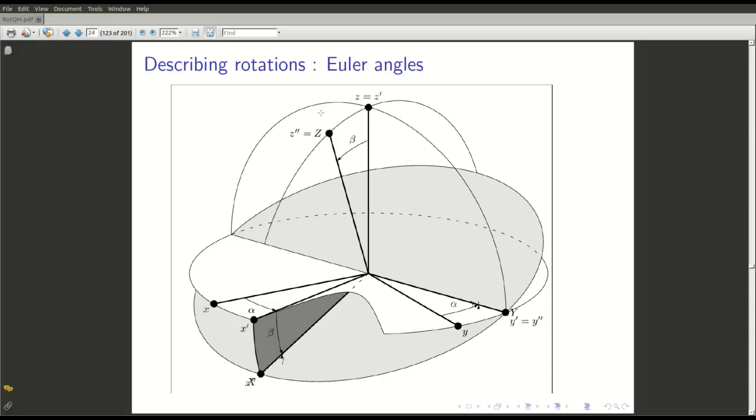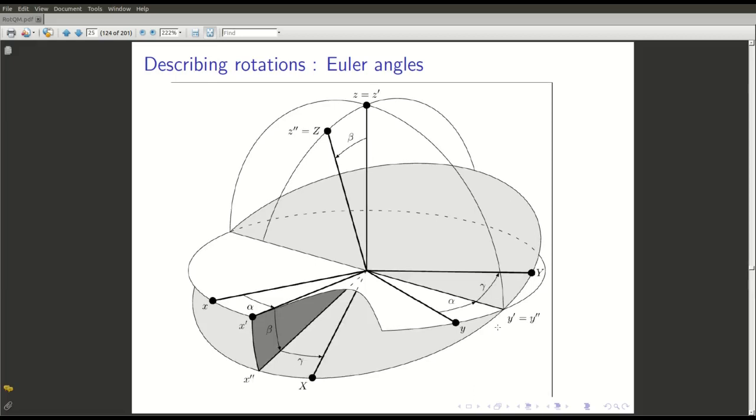So now z is in the right position, which means capital X, small x and small y, which are now x double prime and y double prime, are in the correct plane. So all I have to do is rotate about the capital Z axis, the double prime axis, which is the same as the capital Z axis, through an angle gamma, so that I can move all the three coordinate axes to the right position. So that's all Euler angles are.